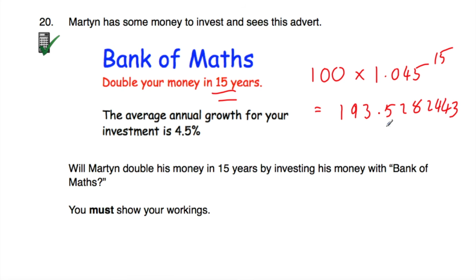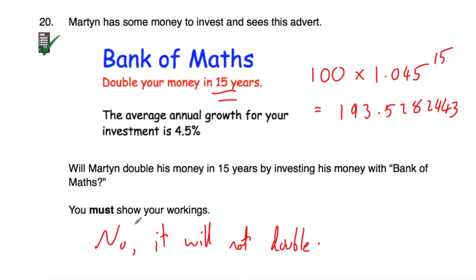And if you think of this in terms of percentages and say, well, he started off with 100%, it's gone up to 193.528 and so on percent. So it's gone up by 93.52%. It's not doubled. It's not gone up by another 100%. So that's it. So let's explain our answer.